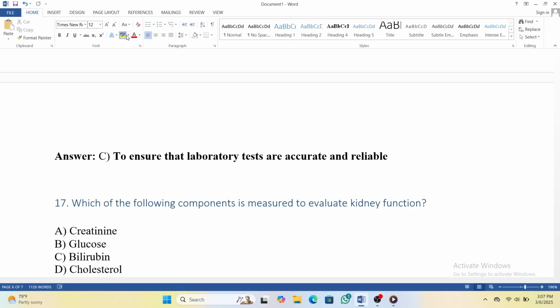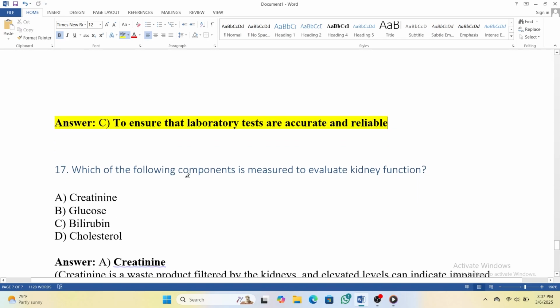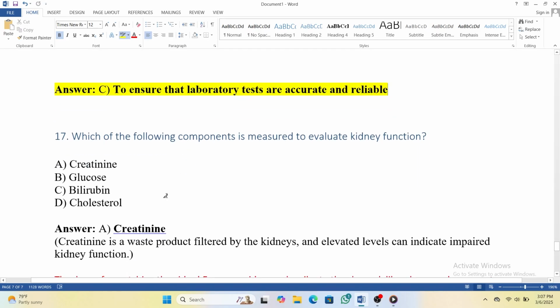17. Which of the following components is measured to evaluate kidney function? A. Creatinine. B. Glucose. C. Bilirubin. D. Cholesterol. Answer: A. Creatinine. Creatinine is a waste product filtered by the kidneys, and elevated levels can indicate impaired kidney function.